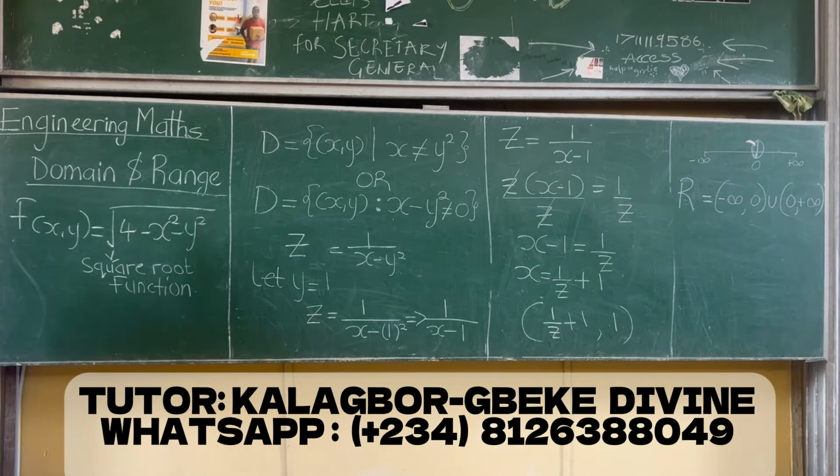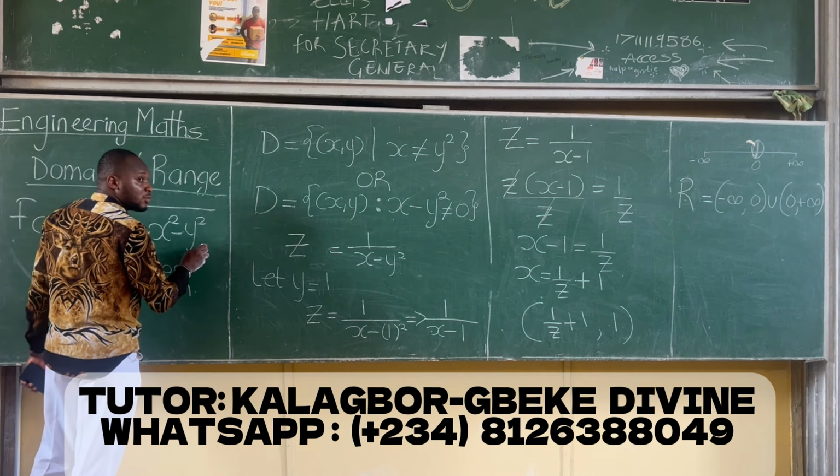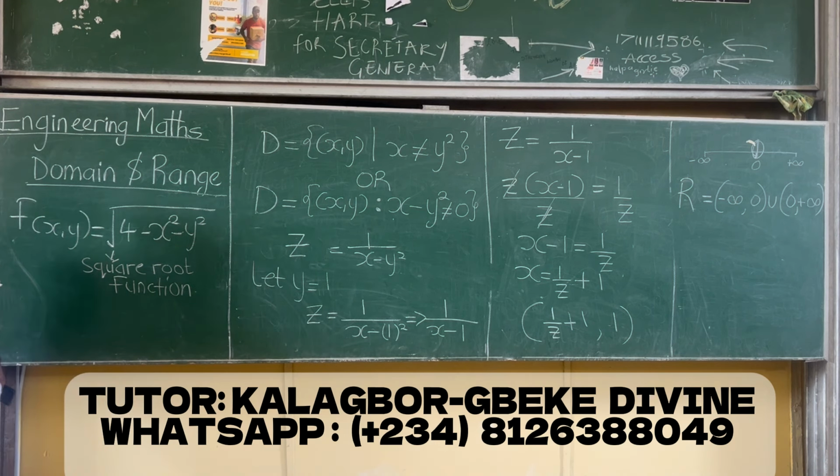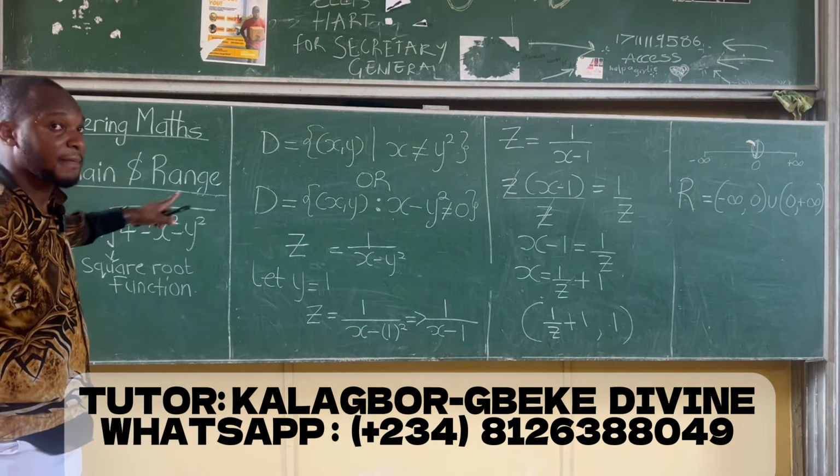Now, for a square root function, the rule is we should make sure that what is inside here will not be negative. It can be zero or greater than zero, but it should not be negative. Because if you enter negative, you enter complex numbers, right? So now, using that knowledge, we have that. Are you done writing here?